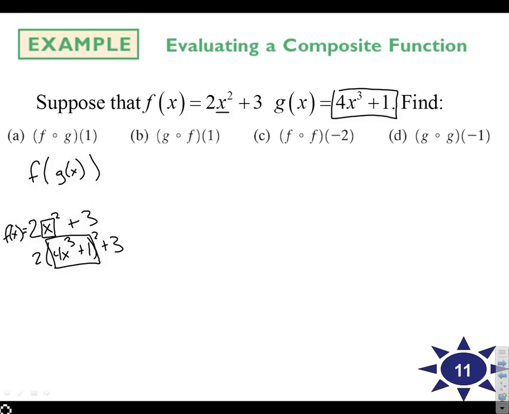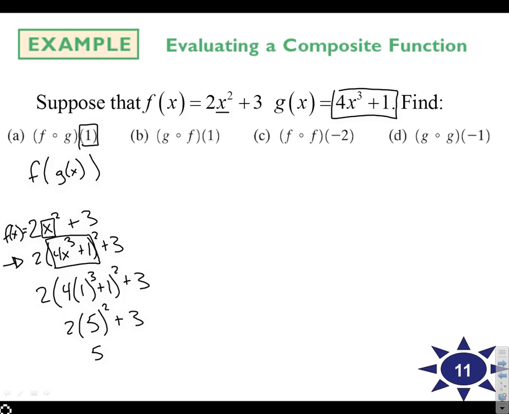All right? At this point, it says 1. So this is your composite function, right? And then we're going to plug 1 in wherever we see x of the composite function. So 2 times 4 times 1 cubed plus 1, squared, plus 3, and let's clean it up. 1 cubed is 1, times 4 is 4, plus 1 is 5, so we've got 2 times 5 squared. 5 squared is 25, times 2 is 50. 50 plus 3 is 53.